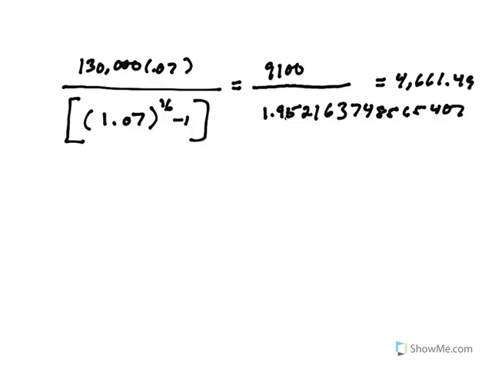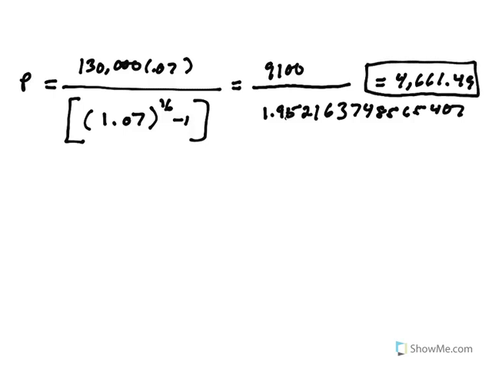Okay, that gives me $4,661.49, or to the nearest dollar, $4,661. So that would be that amount. And that is the periodic deposit. Okay, so we got P equals this number here.